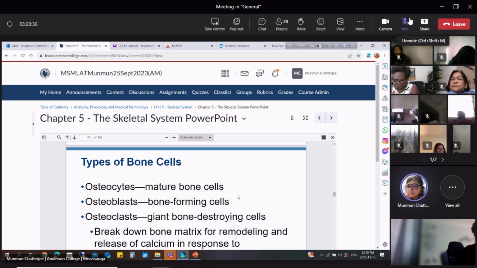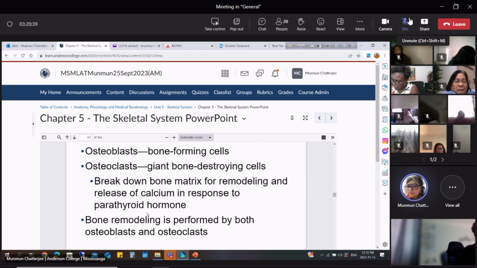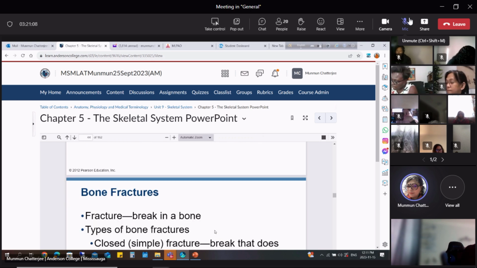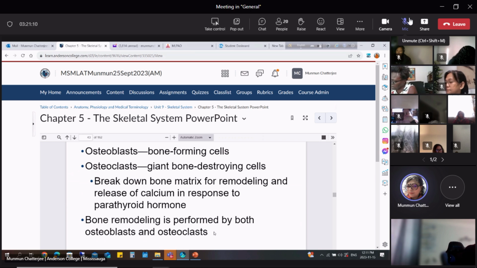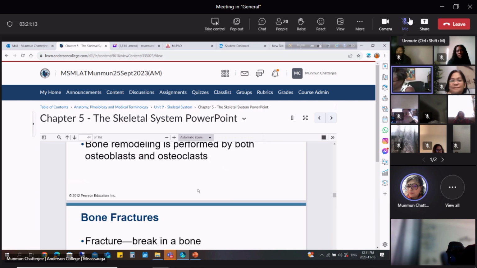Okay? So break down bone matrix for remodeling and release of calcium in response to parathyroid hormone. Bone remodeling takes place with the help of the hormone called PTH, or parathyroid hormone. Bone remodeling is performed by the balance between the osteoblast and osteoclast. How much is going to be formed, how much is going to be shaped is the balance between the osteoclast and osteoblast. Okay? Clear now? Everything? Yes. Okay.